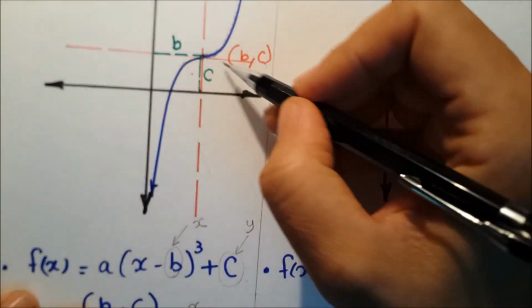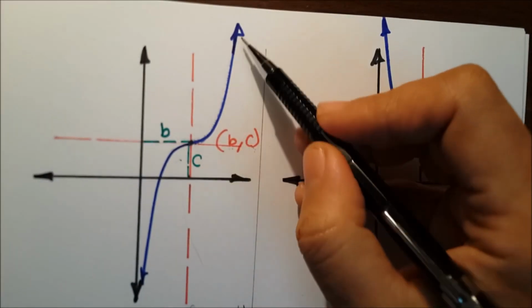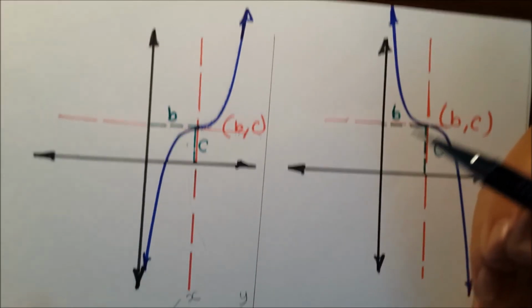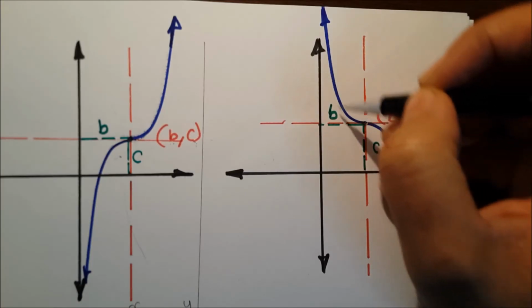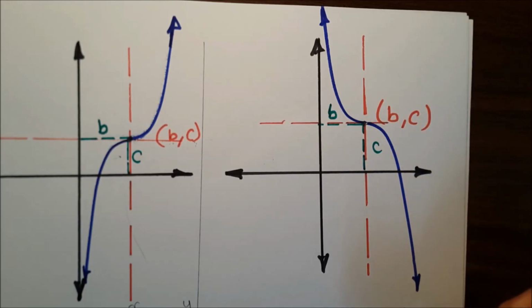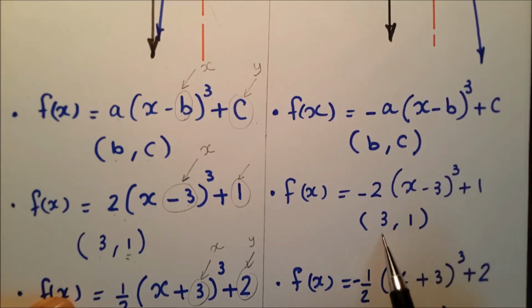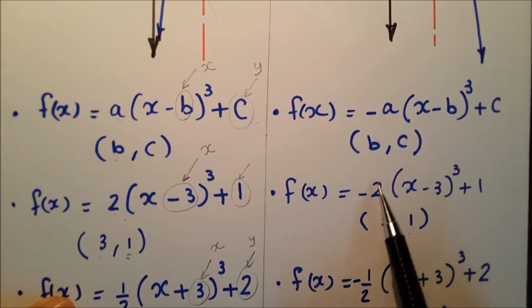If a is positive, the graph will lie in the first and third quadrant. Similarly, if a is negative, the graph will be in the second and fourth quadrant. And of course, the coordinates of the point of symmetry are not affected by the sign or the value of a.